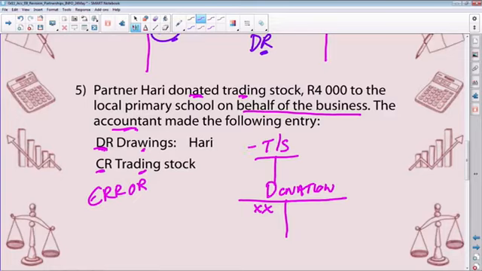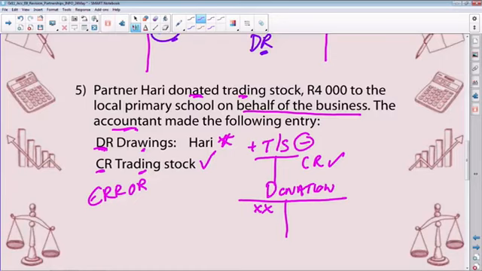Credit trading stock, that's absolutely correct. Trading stock should be credited because remember, the business is giving away stock, so your stock value is decreasing. That part is absolutely correct. But this is where the error lies. So this is a correction of error. How are we going to fix the error?